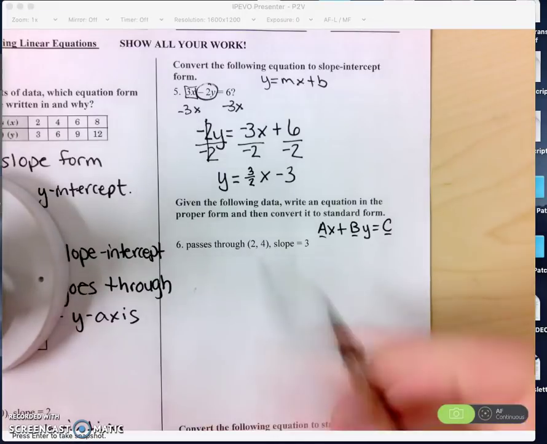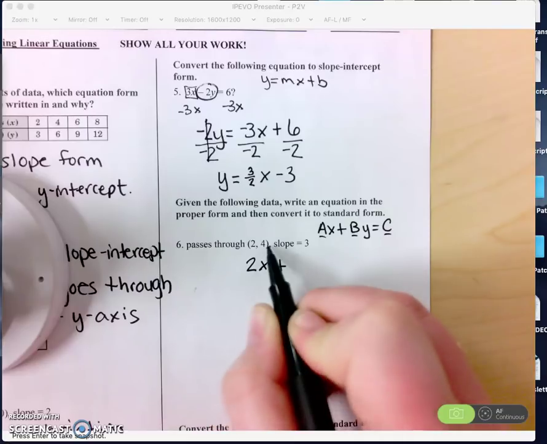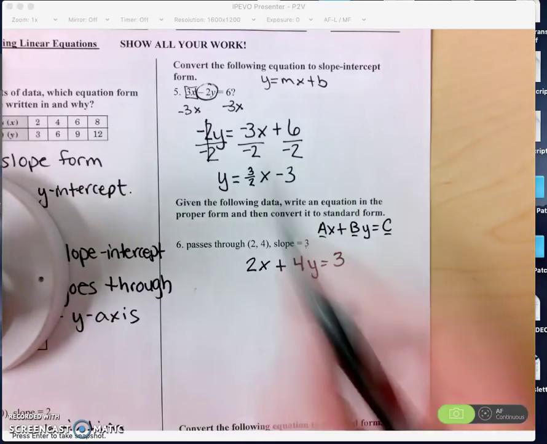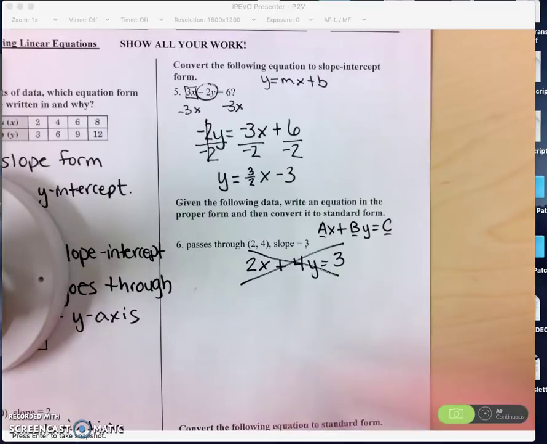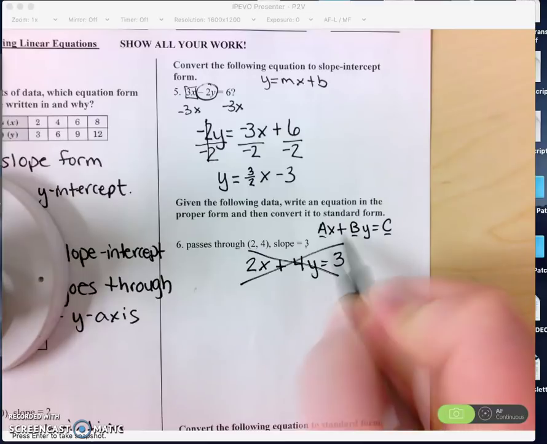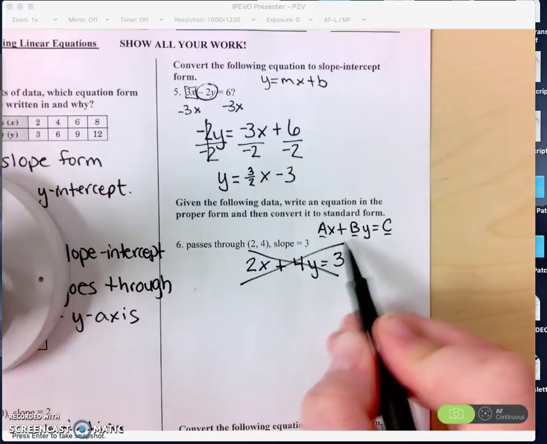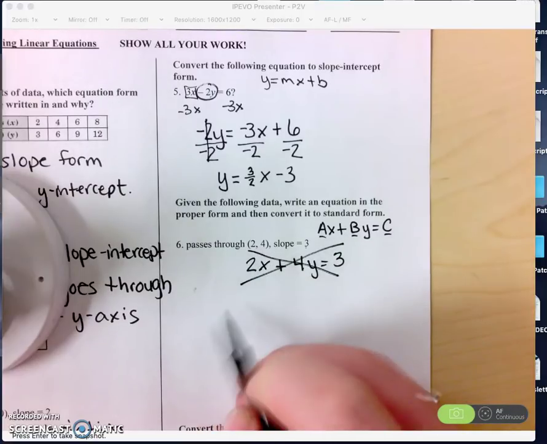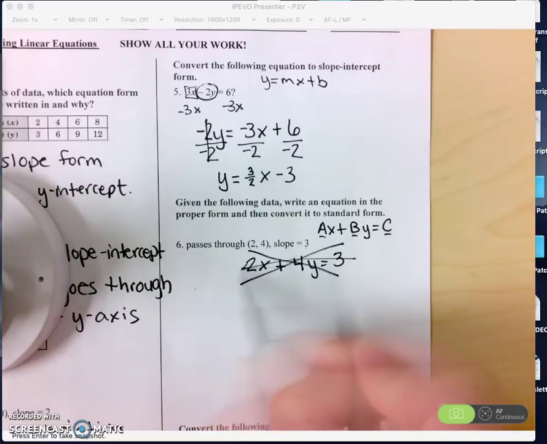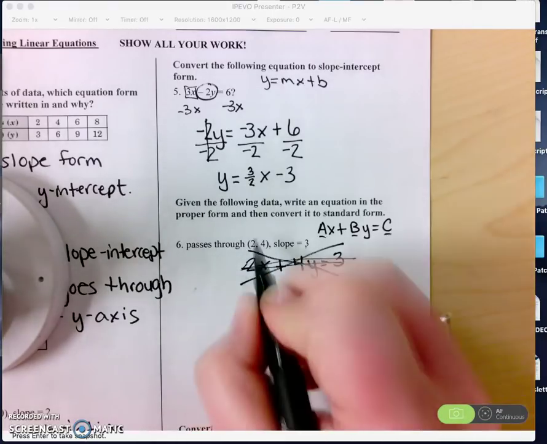A lot of kids just wanted to replace the a with 2, the b with 4, and the c with the slope. This is wrong. You cannot just add numbers in here. Remember, standard form is the one form that you can't just plug information into. You actually have to plug it into a different form and then convert it to standard form. So I have a point and the slope, so I'm going to use my point-slope form.